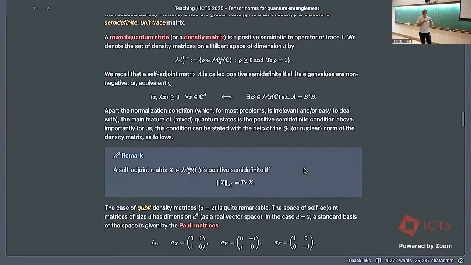Okay, so where do norms come into the picture? They come through this very important remark. This will be crucial in the last lecture. I can express this condition of positive semi-definiteness with the help of the norm in the following way. X is positive semi-definite if and only if the one norm of X is the trace of X.